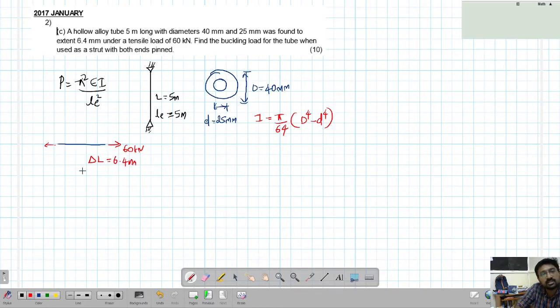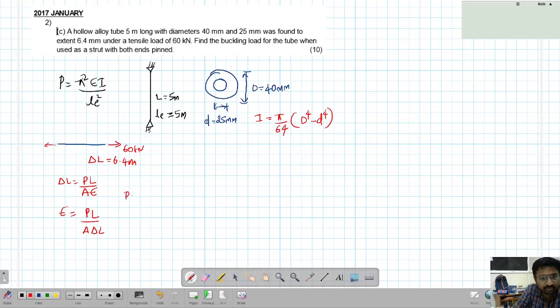So we have to use the module 1 concept here. If there is an axial force on a member, how do you find the elongation? Delta L is given by PL upon AE. In this, P is given, length is given, area can be calculated from the cross section, E we don't know, delta L is given. So from this we can find the value of E. E is nothing but PL upon A into delta L.